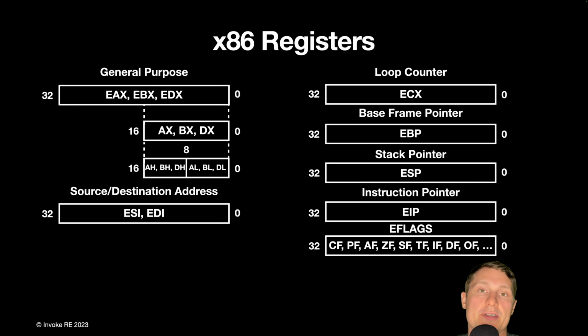E-flags are single-bit registers that will designate the current state of the program. An example of this is the zero flag, which will designate whether the previous arithmetic operation resulted in a 0. This is commonly used in comparison operations.